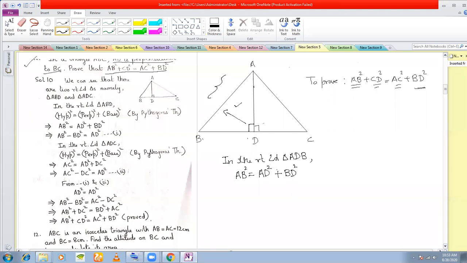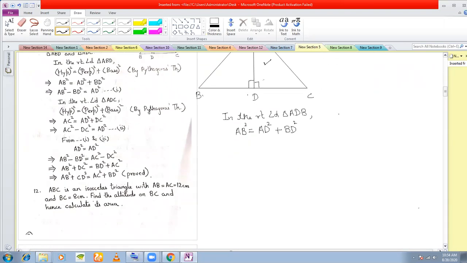Okay, so we have finished dealing with this right angle triangle. Now we are going to deal with this right angle triangle. Call this relation 1.